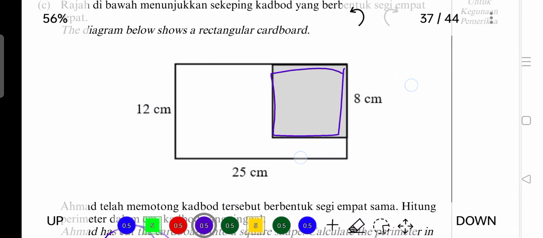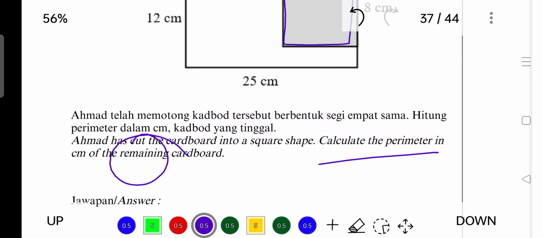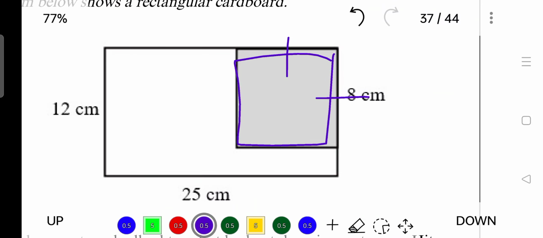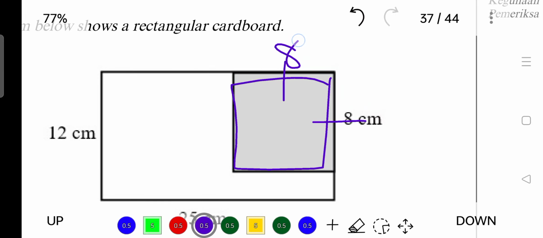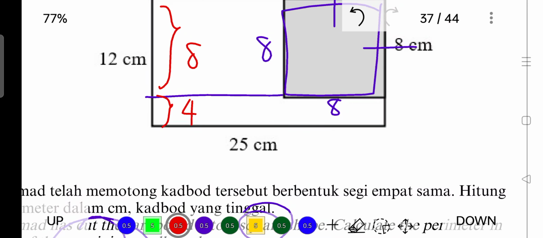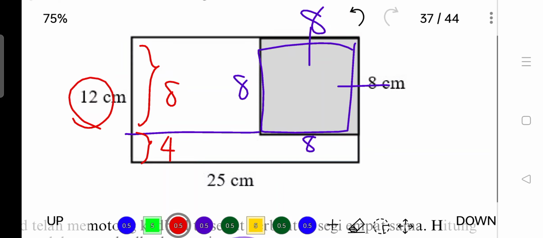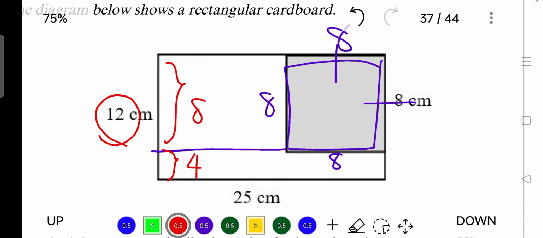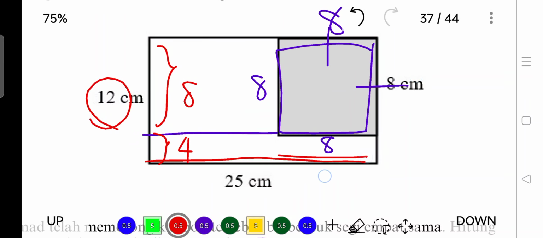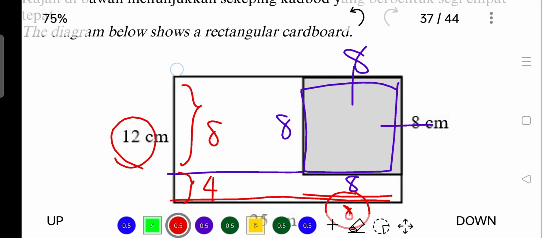So how are we going to do this? This is a square shape, you know. Please take note of everything they are saying. Square means this is equal, right? Equal sides. So here is 8, here is 8, here is 8, everywhere is 8. All right. If here is 8, here will be 4 to make up 12, right? I'm just making it very clear. If here is 25 and 8 has been taken, here will be 17. Is that correct?